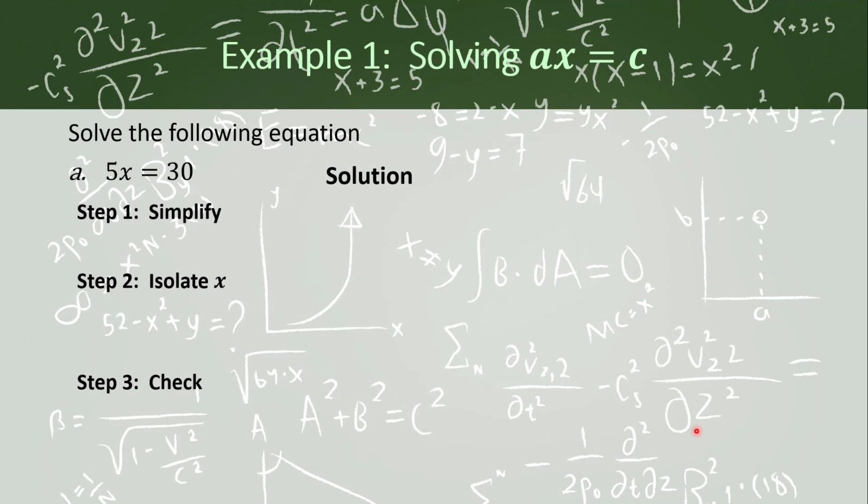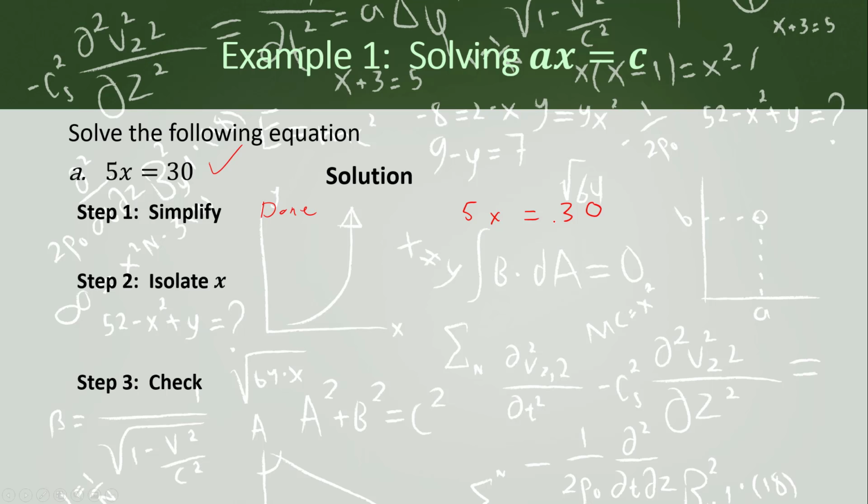And now it is time for examples. Okay, and here is our first example. Here we have 5x is equal to 30. And we want to figure out what x is. Well, remember, step 1 is to simplify. Not a problem. It's already simplified, so this is done. We have 5x is equal to 30.